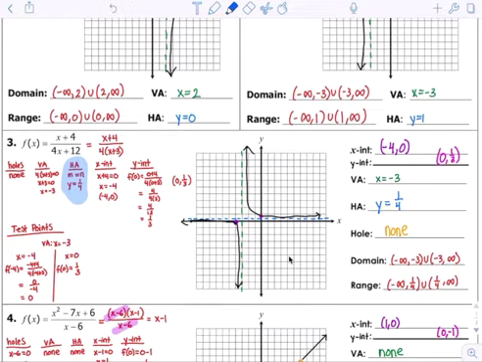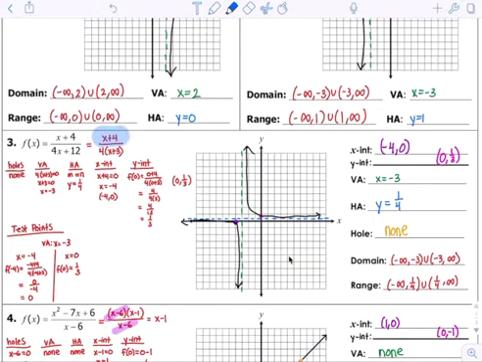Horizontal asymptote. The degree of the numerator on top is 1. The degree of the denominator on the bottom is also 1. Since the degrees are equal to each other, you just look at the coefficients: a coefficient of 1 and a coefficient of 4. 1 over 4, so y is equal to 1/4.